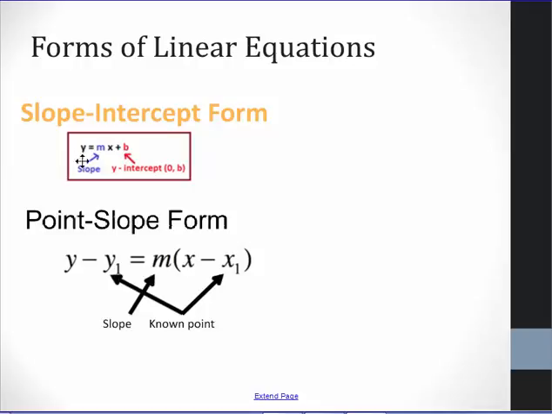So, review from last time: slope-intercept form is y equals mx plus b, and point-slope form is y minus y1 equals m times x minus x1. For slope-intercept form, you need to be given m and b. Point-slope form can be anything else. You can start in point-slope form if you're given a slope and a point, or if you're given 2 points, and then you can manipulate that equation to get to slope-intercept form.